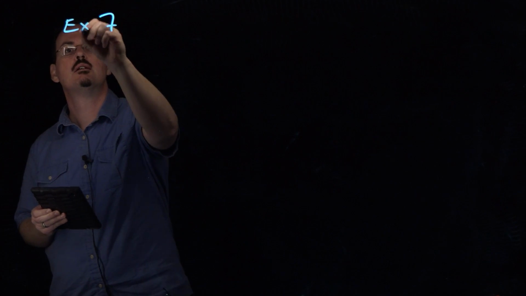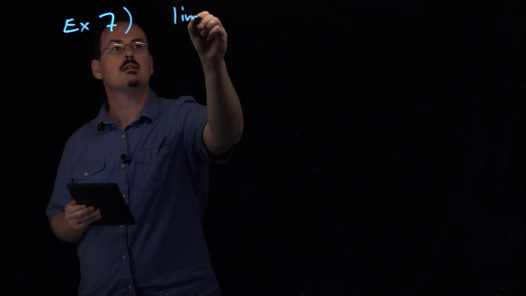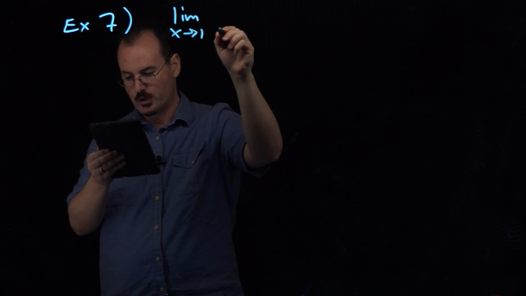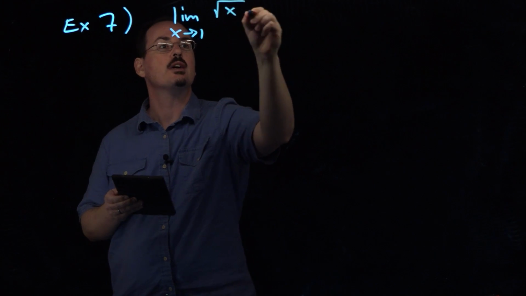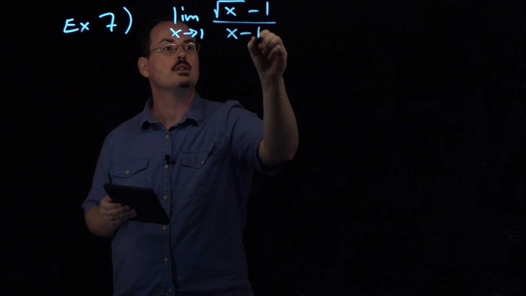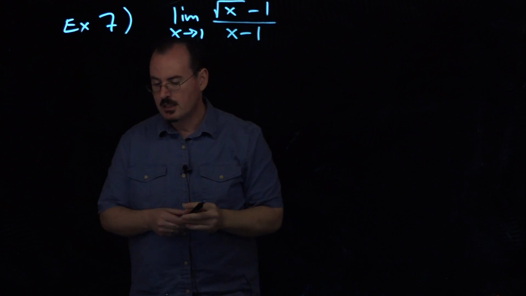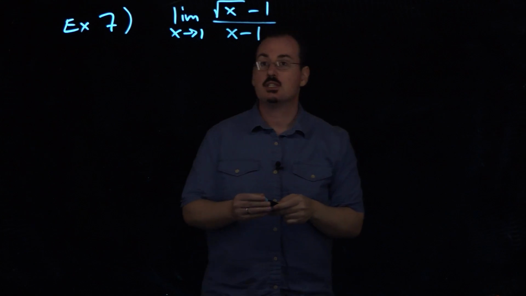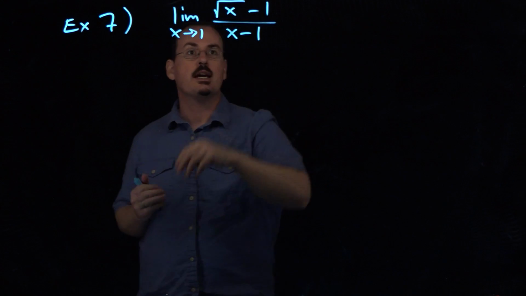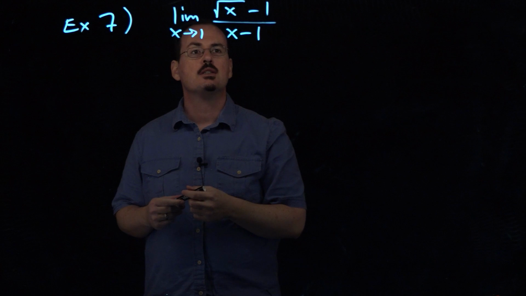On 3.1, example 7, this one says find the limit as x approaches 1 of the square root of x minus 1 divided by x minus 1. So now we're into the examples where you pretty much are going to see a 0 in the denominator every time, and you have to think, what am I going to do? In this case, we again have the 0 over 0 problem. So what do we do?